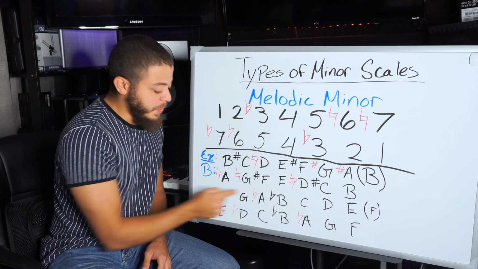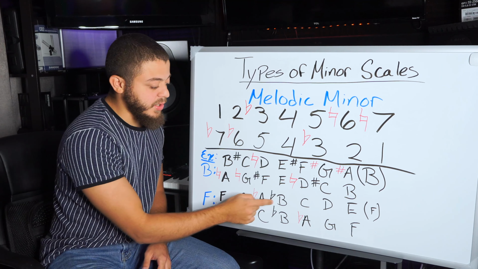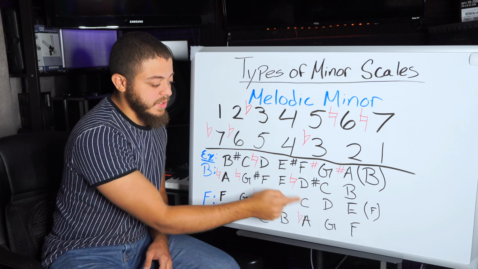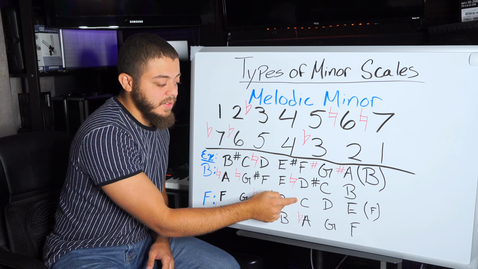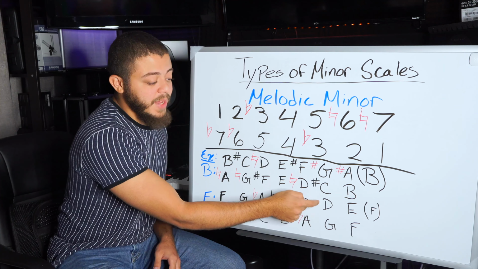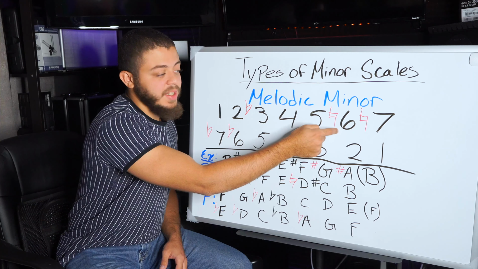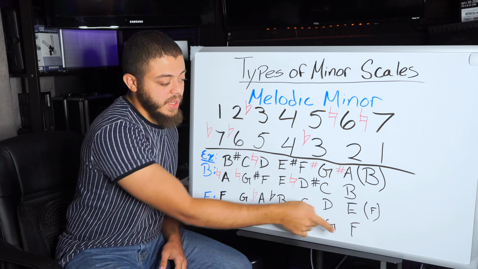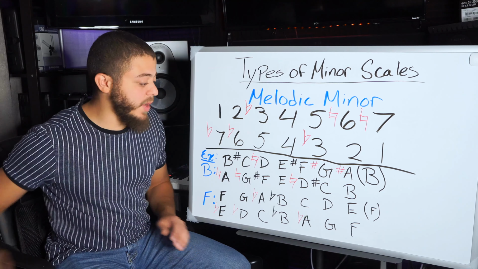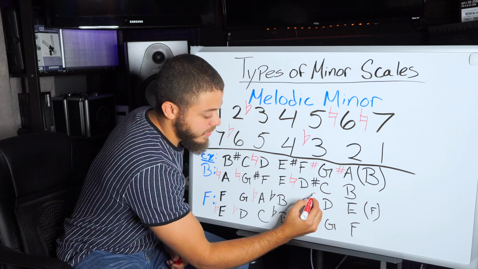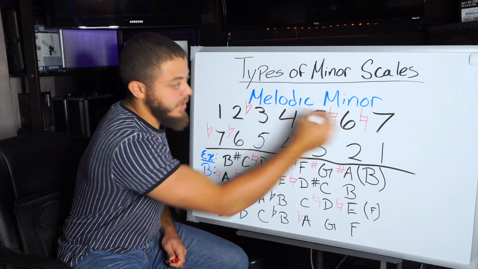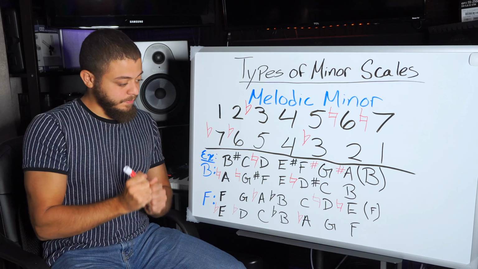B flat is already part of the key of F major, and the 4 is untouched, so we leave it just as is. Now we have 5, which is C. Now we have 6, which is natural, so we leave it untouched. And then we have E, which is also natural. So let me just go ahead and write it in so we have some kind of sequence with the formula up here.